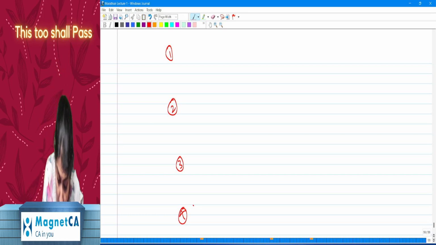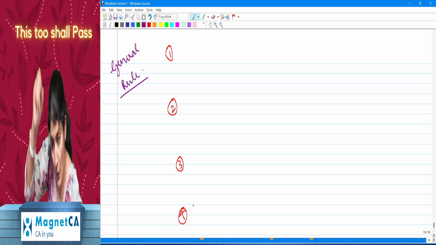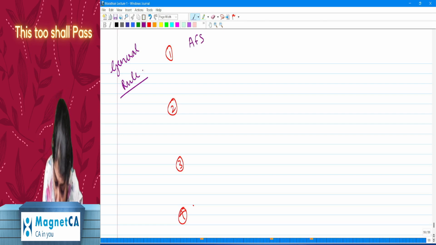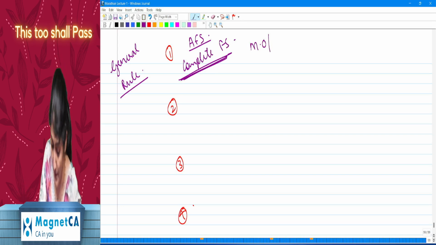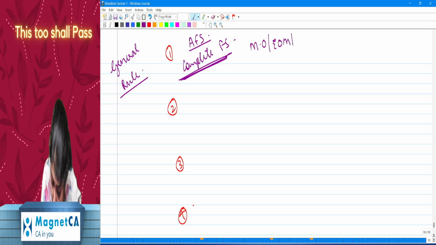If the auditor's opinion, right? So there is a general rule. What is the general rule? If the auditor's opinion on the audited, or I can call it as CFS. What is CFS over here? Complete financial statements is the modified opinion, or it has an emphasis of matter or other matter.